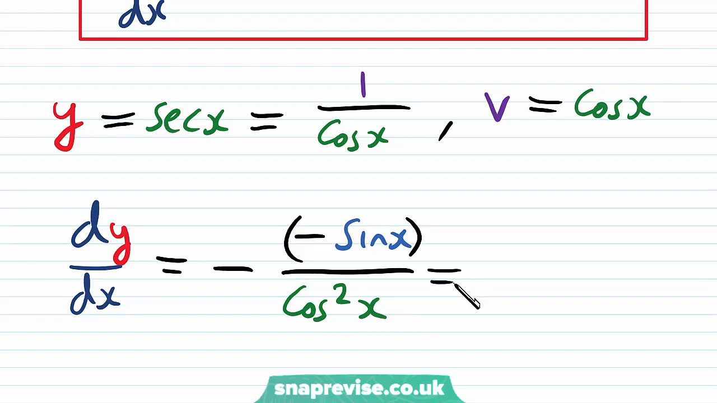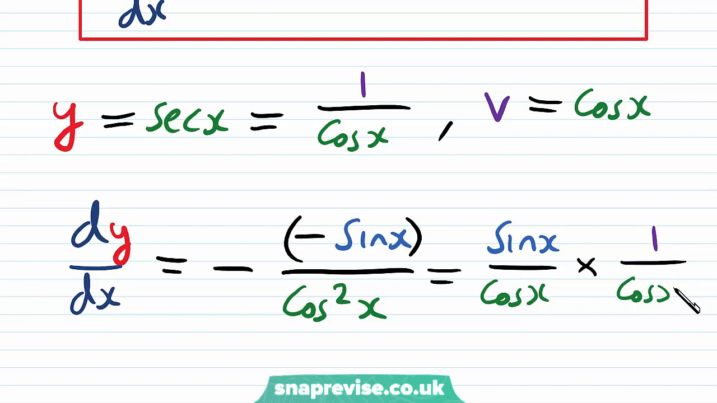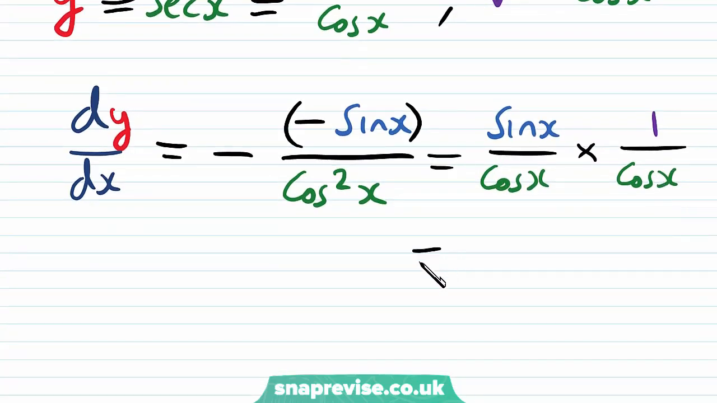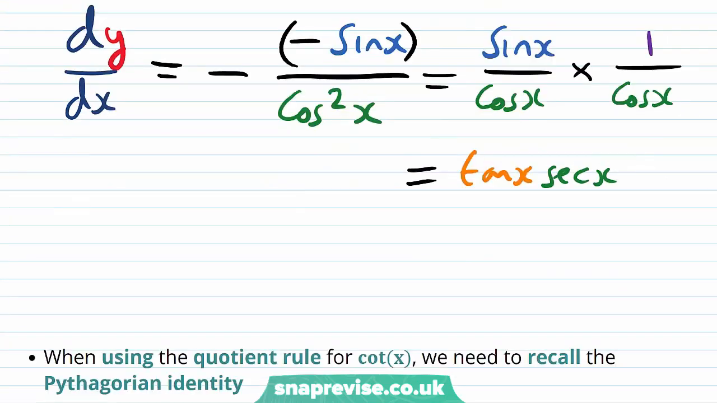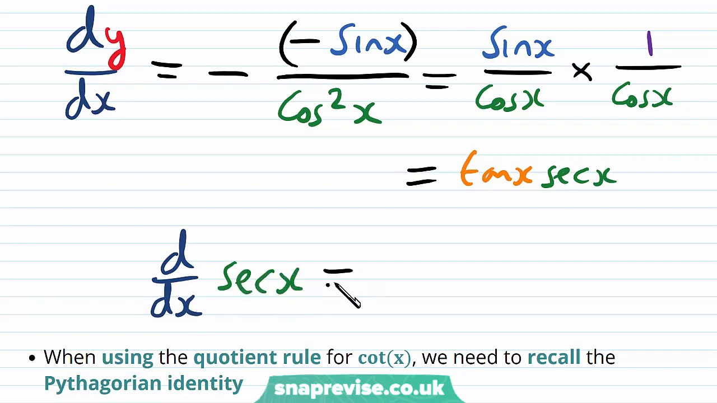So then the minuses cancel out, and we can separate this expression into two expressions, just like we did before, and we get the sine of x divided by the cosine of x, and then this is multiplied by 1 divided by the cosine of x. Again, the minuses from before have cancelled out. And then this is nice because this gives us the tan of x multiplied by the sec of x. And so, to summarise this result, we have the derivative d by dx of sec of x is equal to the tan of x multiplied by the sec of x.